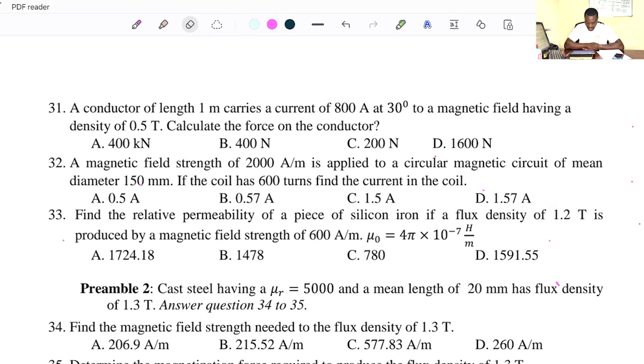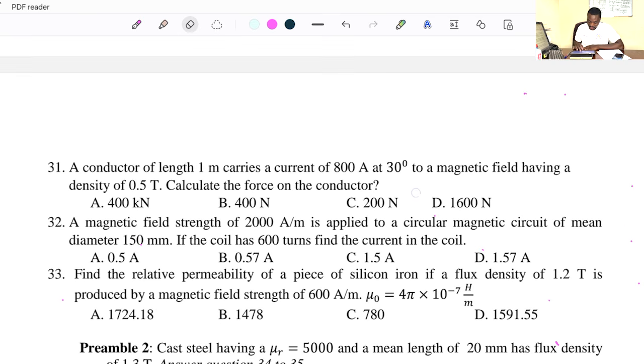Question 31. A conductor of length 1 meter carries a current of 800 amps at 30 degrees to a magnetic field having a flux density of 0.5 Tesla. Calculate the force on the conductor. So for the force, we use this formula. Force equals magnetic field strength times the current times the length of the conductor times sine of the angle between the magnetic field and the conductor, and that is given as 30.